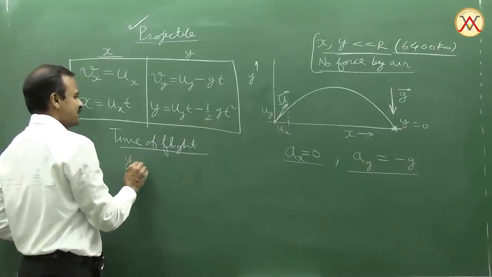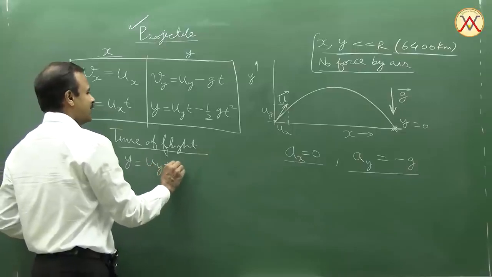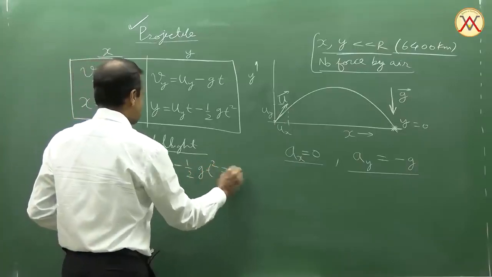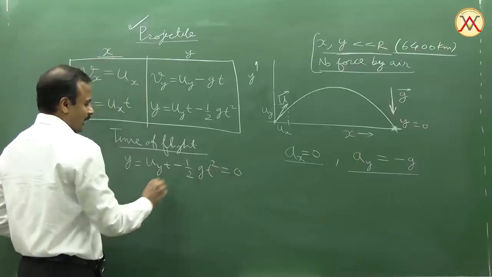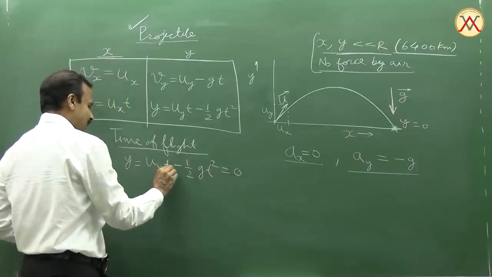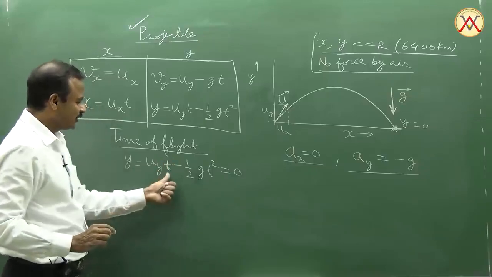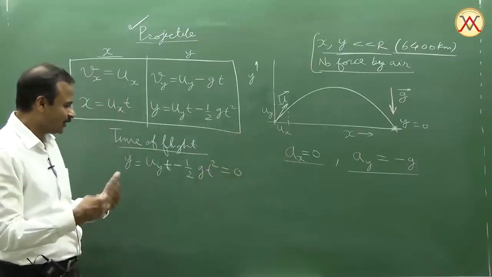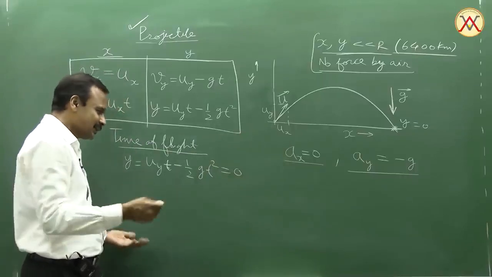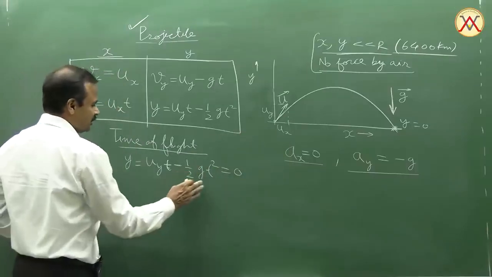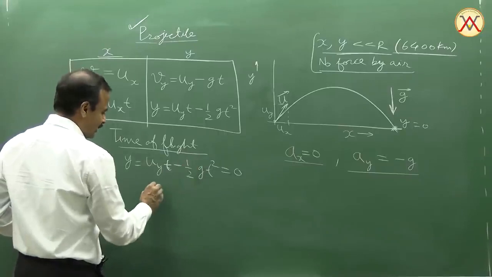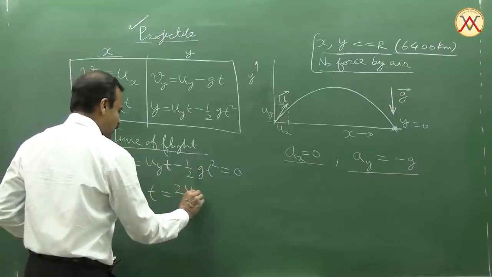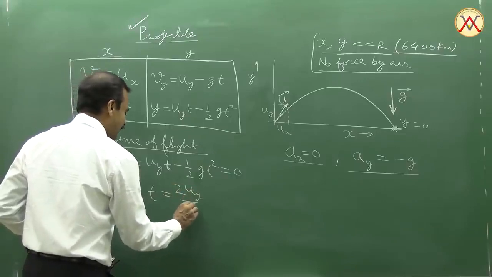So, the y, which is equal to uy t minus half g t square, I put this equal to 0. And I am getting two values of t, of which one is 0, which is obviously the starting point. We are not interested in it, we are interested in the other solution. The other solution will be, after cancelling out t, t equal to twice of uy by g.